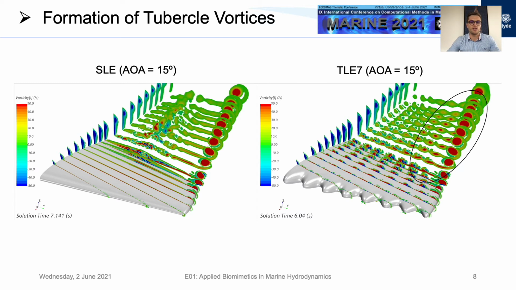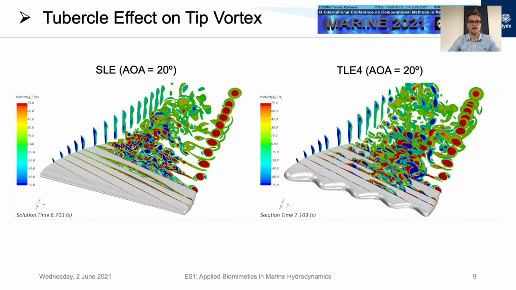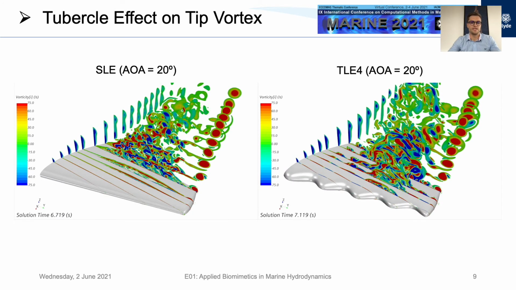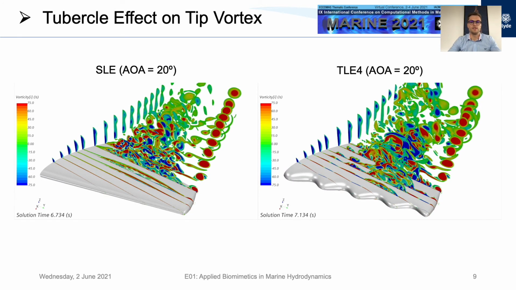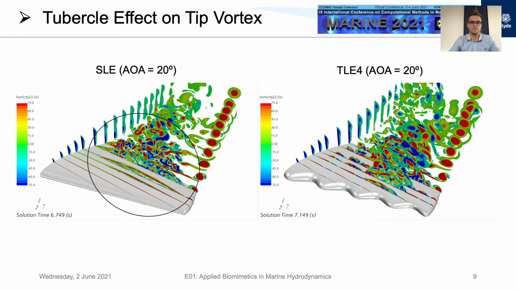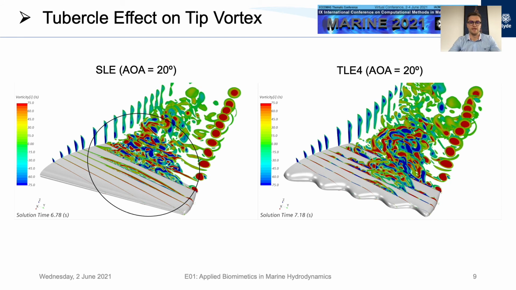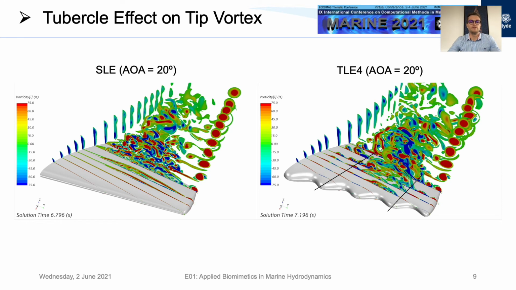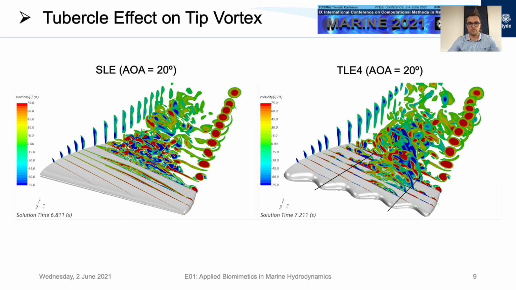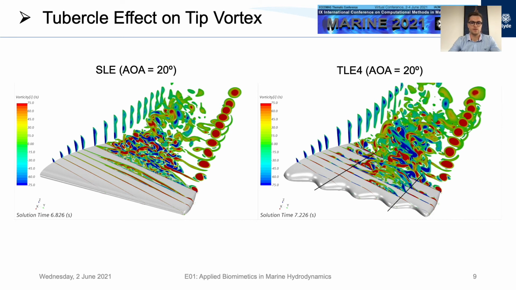Co-rotating vortex interaction can also be seen between the tubercle vortices and the tip vortex, as the tubercle vortices are sucked into the tip vortex system and they merge. As the angle of attack is increased to 20 degrees, for the SLE, flow separation spreads out and becomes more severe. It spans across the entire trailing edge and begins extending forwards to the leading edge. TLE4 has confined separation between tubercle crest 2 and 4.